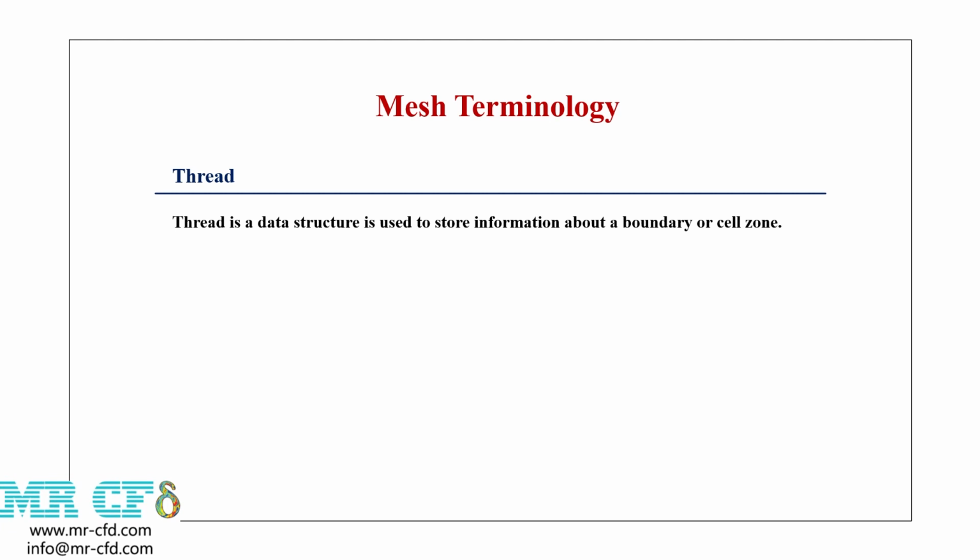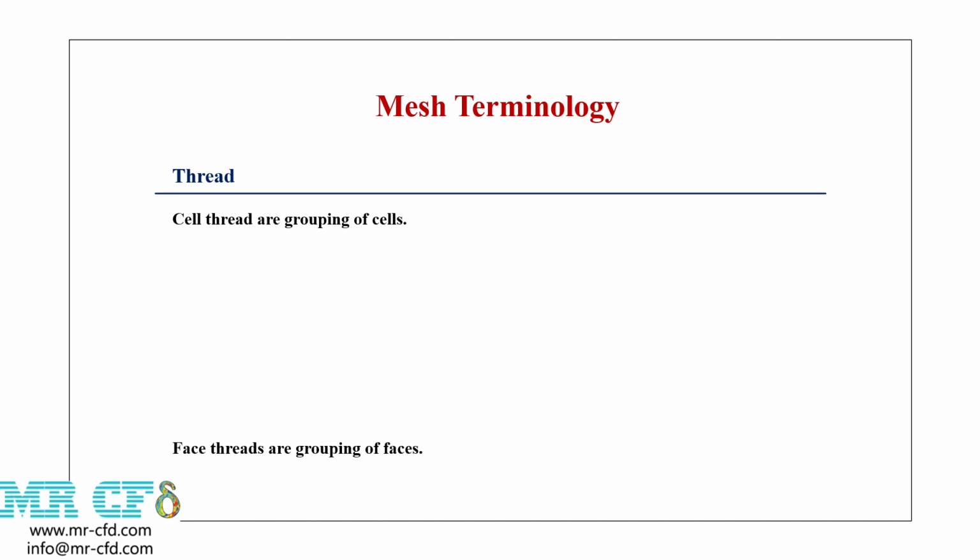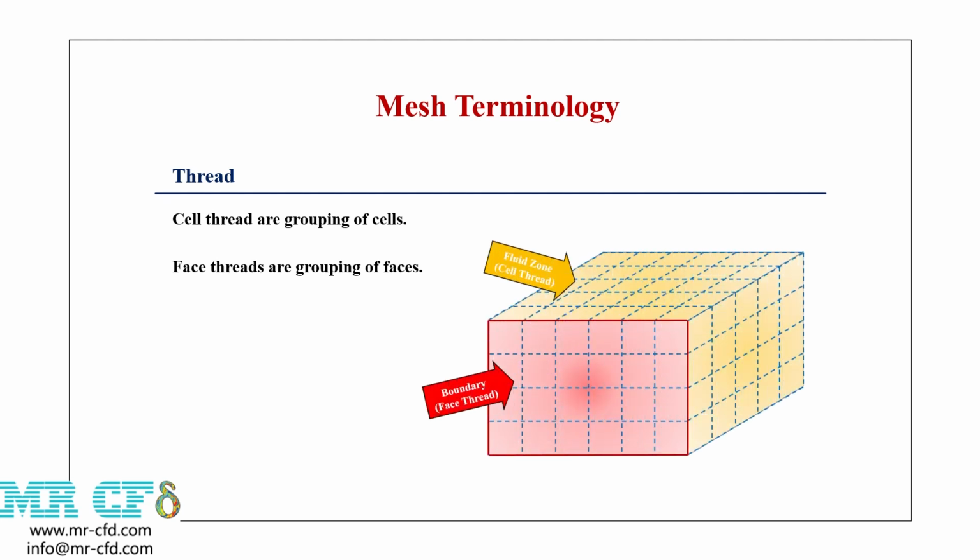In other words, access to information about surfaces or cells in the Fluent data structure is provided through the definition of a thread. Cell threads are made up of a group of cells, while face threads are made up of a group of faces. This image refers to a three-dimensional mesh. Therefore, cell threads are composed of several volumetric cells that form the computational domain of the model, whereas face threads consist of several planar surfaces that include the boundaries of the model.